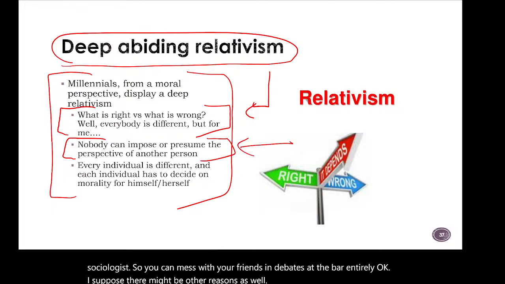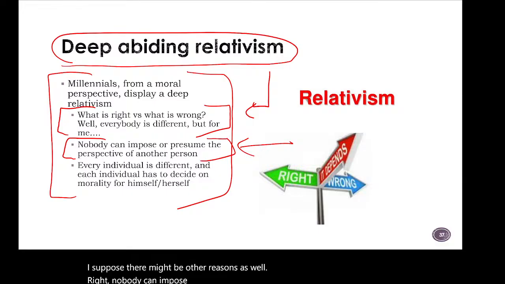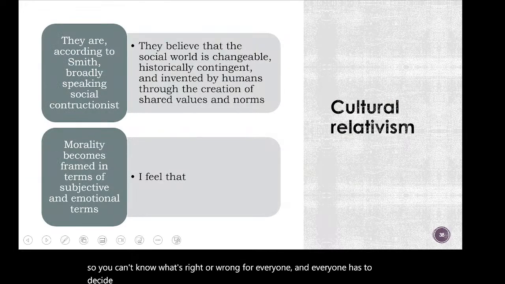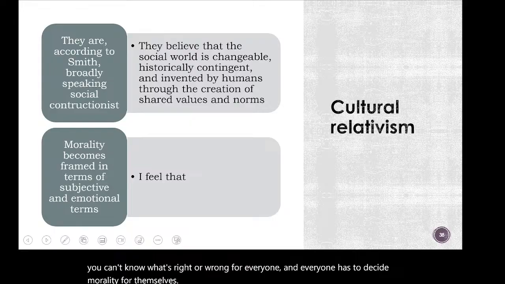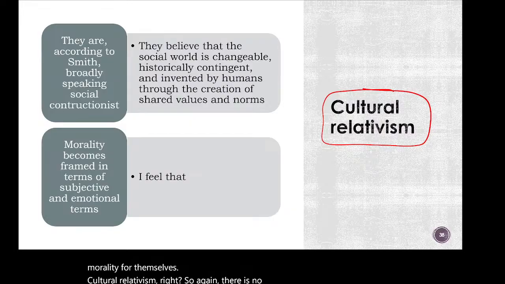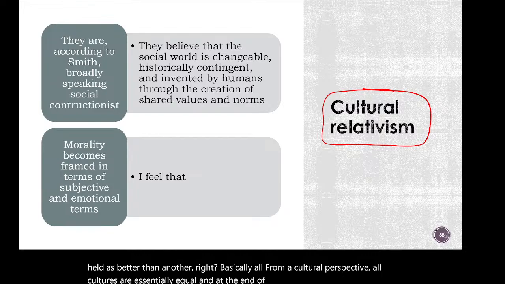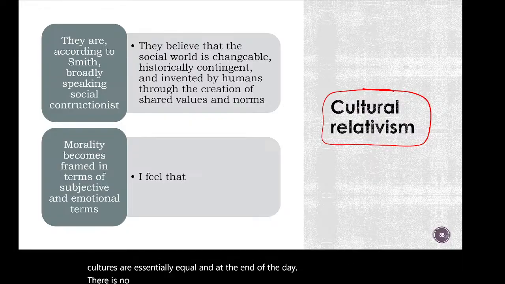Right. Nobody can impose or presume the perspective of another person, so you can't know what's right or wrong for everyone, and everyone has to decide morality for themselves. Cultural relativism, right? So again, there is no kind of cultural standard that is held as better than another, right? Basically, from a cultural perspective, all cultures are essentially equal. And at the end of the day, there is no kind of superior cultural position.